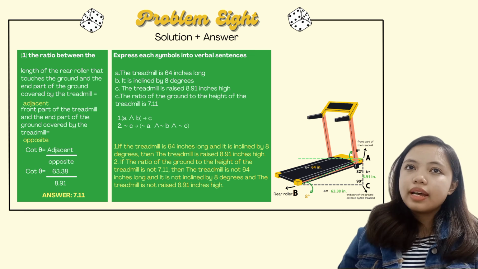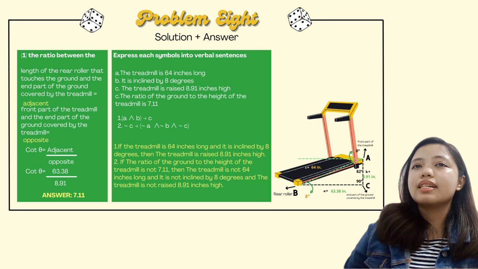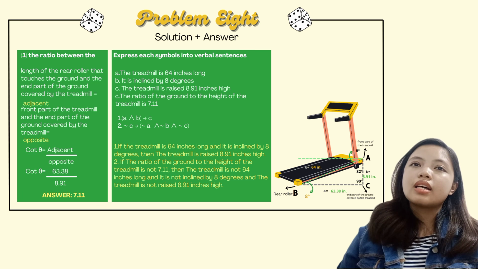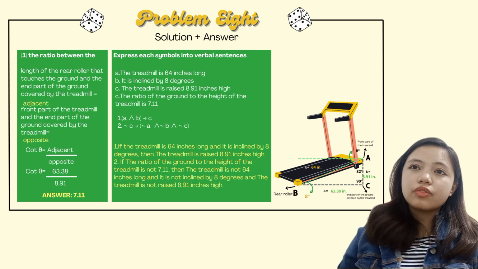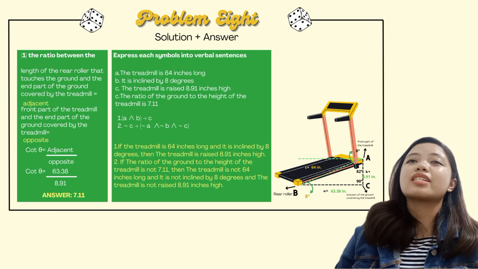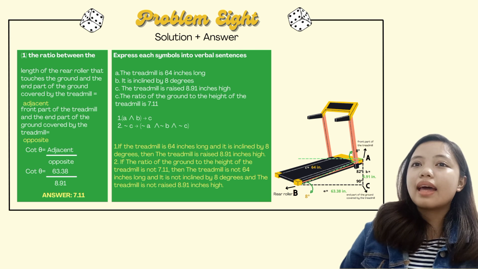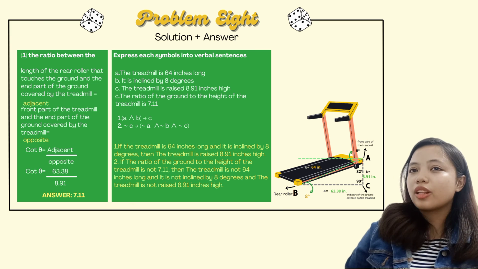For number 2, it uses the negation symbol, so it is negation symbol C, then negation A, and negation B, and negation C. So it uses the if and then symbol, so it will be if the ratio of the ground to the height of the treadmill is not 7.11, then the treadmill is not 64 inches long, and it is not inclined by 8 degrees, and the treadmill is not raised 8.91 inches high.